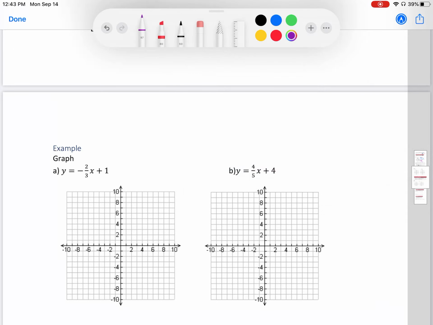So here we have a y-intercept of 1 and a slope of negative 2 over 3. So let's plot my y-intercept of 1. And then I'm going to use my slope. Think of your slope as your rise over your run. So I have a negative 2. Rise refers to up and down. I have a negative 2, so I'm going to go down 2 from my point, and then go to a positive 3, go to the right 3.